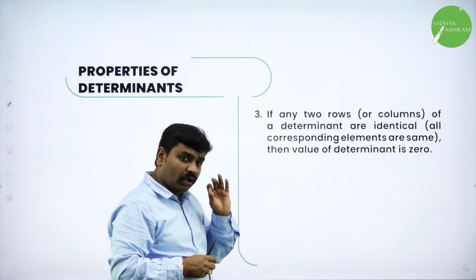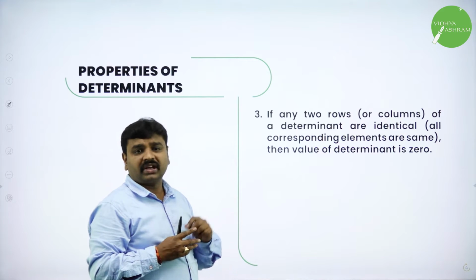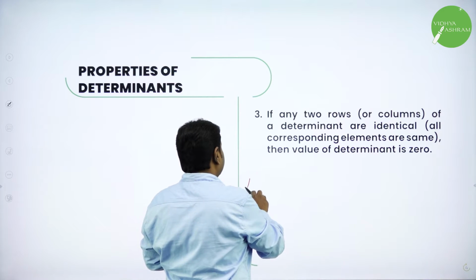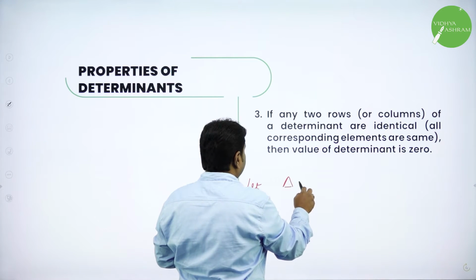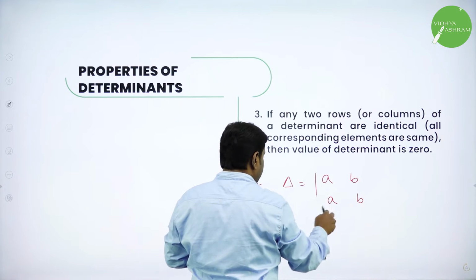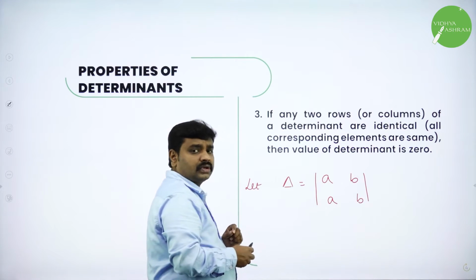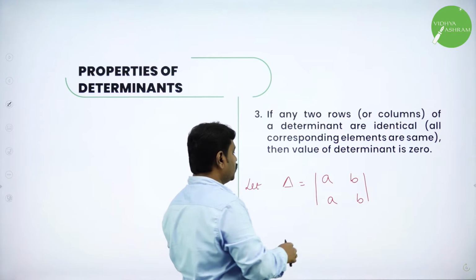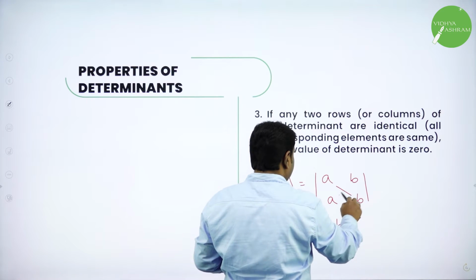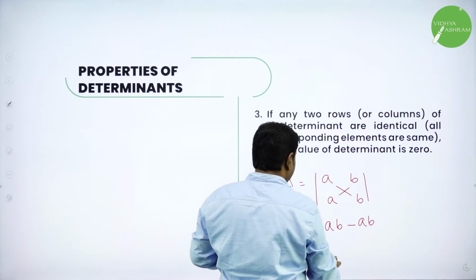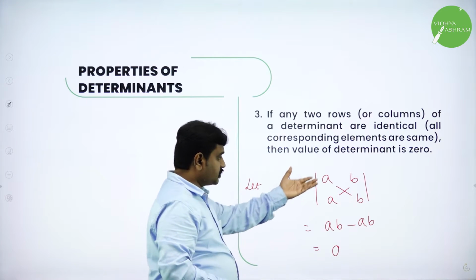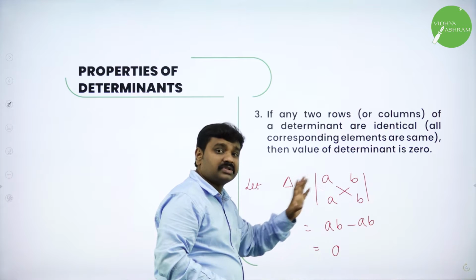Now we will take, and I told you, if you want to prove by alphabetical method, so now I'll take 2 cross 2. Let delta is equal to AB, AB. My first row is same as second row. So if I expand, A into B minus A into B, AB minus AB. What is AB minus AB? 0. And since two rows are identical, here R1 is same as R2.